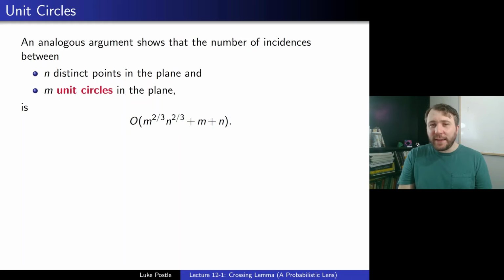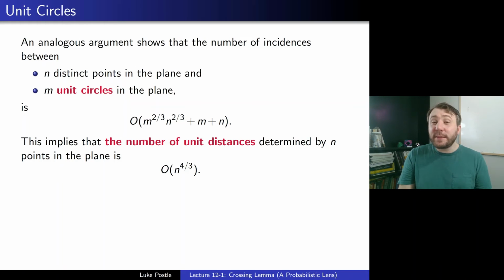So that's nice. I wanted to mention, though, this implies a very nice result that the number of unit distances determined by n points in the plane is on the order of n to the 4/3. So what I mean is, if you had n points in the plane, how many pairs of them can be at a unit distance, or a distance of 1?